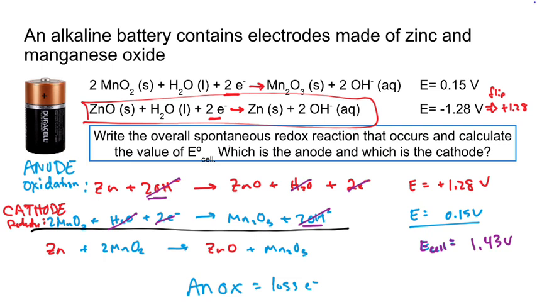Again, the key point that starts this whole process off is what is our goal? Okay, when we're talking about batteries, we want positive cell potentials. That is the whole point. Okay? Questions? Okay.